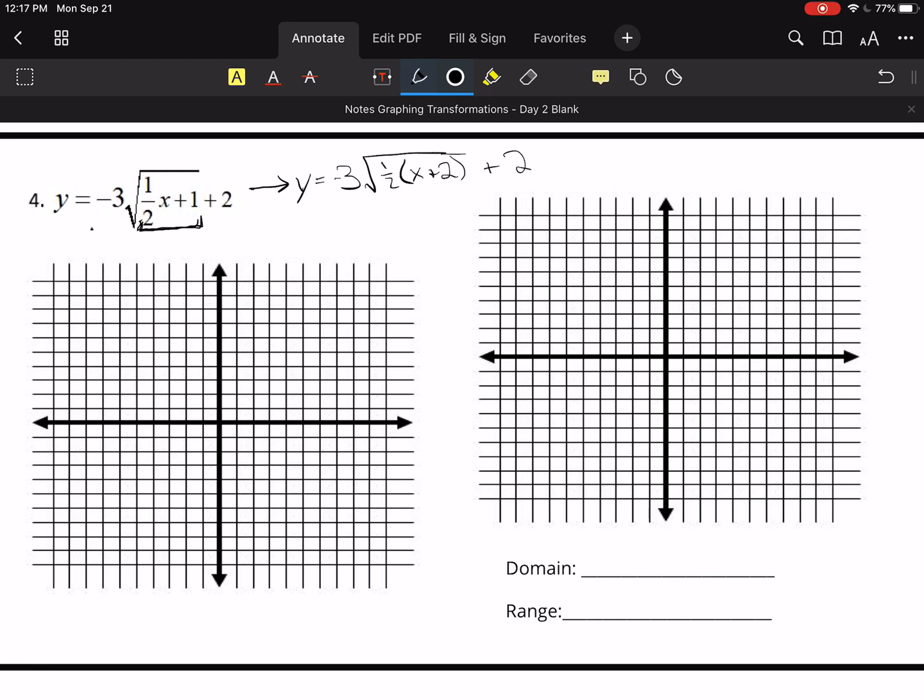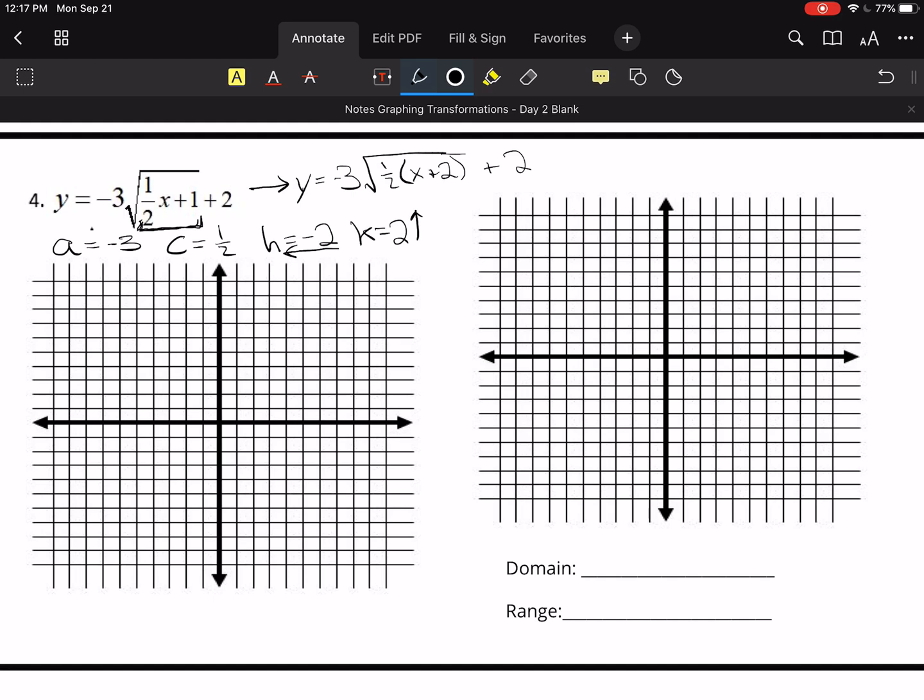I want to identify all of my shifts. So we have a equals -3, c equals 1/2, h equals -2. So I'm going to go left, and then k is going to equal 2. So it's going to take me up.